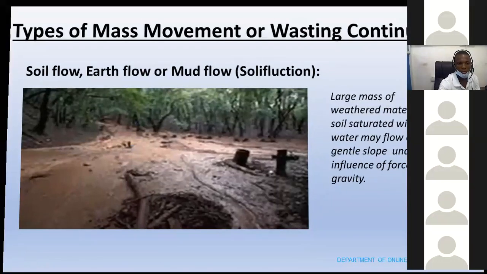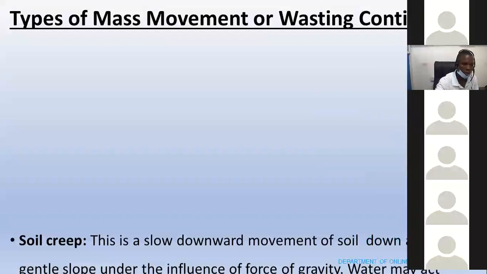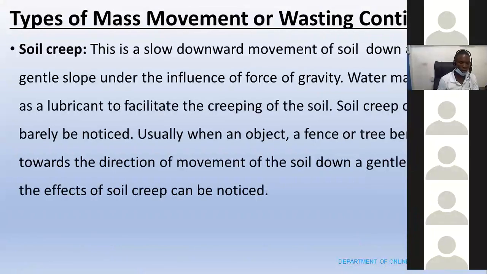All right. Now the final type of mass wasting we are going to consider for today is soil creep.